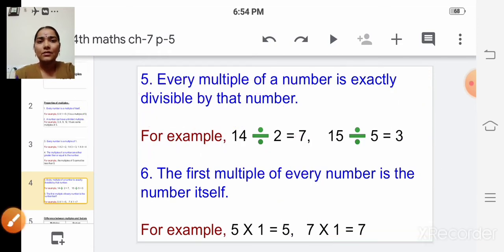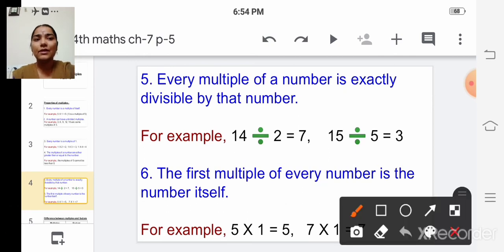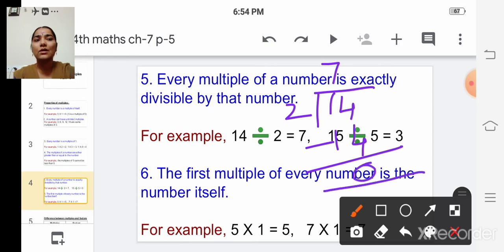They have given the example 14 divided by 2. So 14 is a multiple of 2. If we divide 14 by 2, it will go exactly 7 times. 7 twos are 14. So if we subtract, we get 0 as the remainder. So every multiple of a number is exactly divisible by that number.